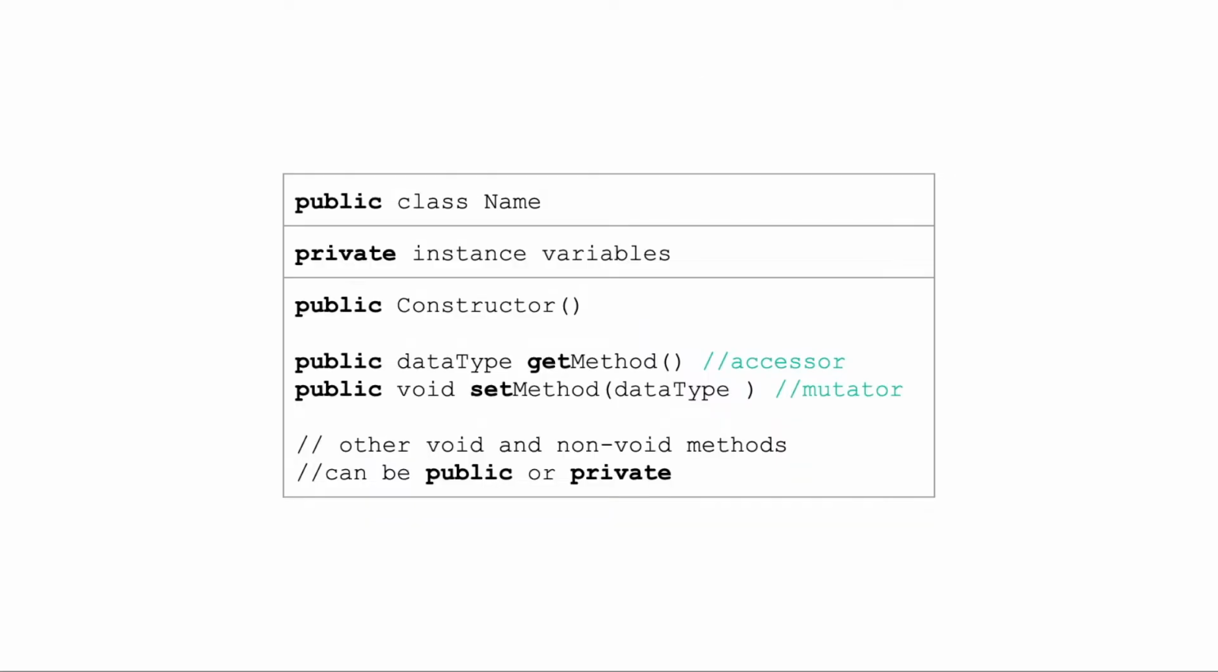UML diagrams can be used to visually represent programs. This is a basic UML diagram of a class. You should be comfortable drawing these to help you construct code for FRQ question Style 2. Look at these highlighted terms, public and private.